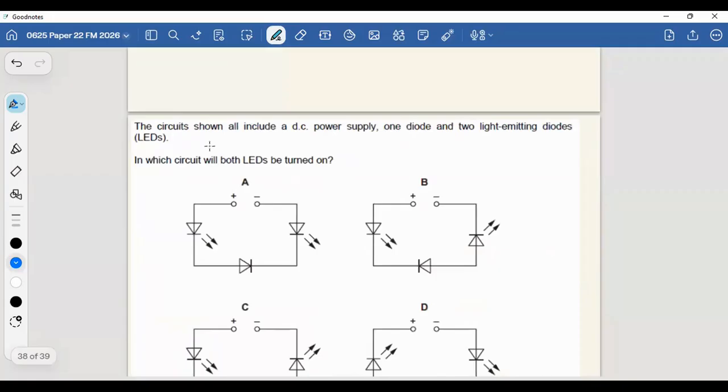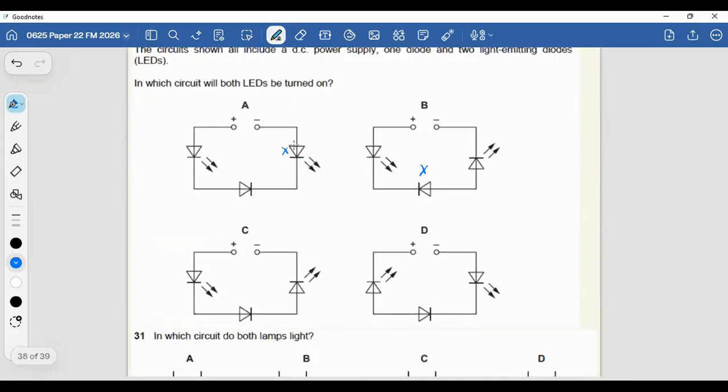The circuits shown all include a DC power supply, one diode, and two light emitting diodes. In which circuit will both LEDs be turned on? Both LEDs should be on. Allowing the current, and this is blocking the current. Allowing the current, and this is blocking the current. So allowing the current and allowing the current. So here current will flow. C is the perfect option. This was blocking the current again. So we should not spend more time on any other options.